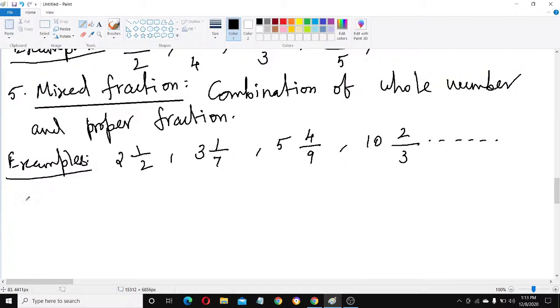Now next type. So first type, like fraction. Fractions with the same denominator are called like fractions. Second one, unlike fractions: fractions with different denominators are called unlike fractions. Third one, proper fraction. Fraction in which numerator is less than denominator is called proper fraction. Fourth type, improper fraction. Fractions in which numerator is greater than denominator are called improper fractions. Next, fifth type is mixed fraction. In mixed fraction, combination of whole number and proper fraction.